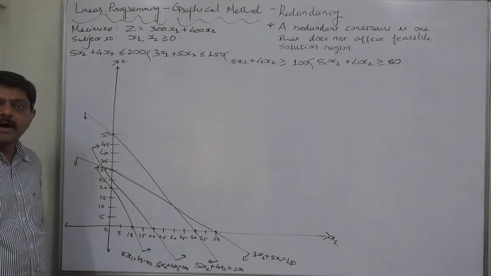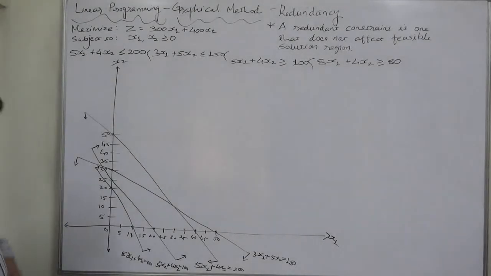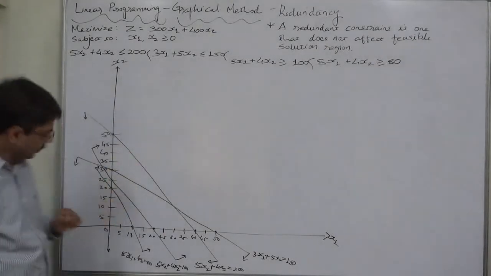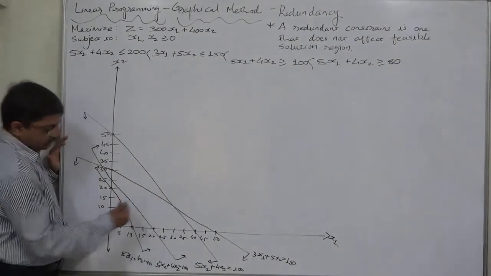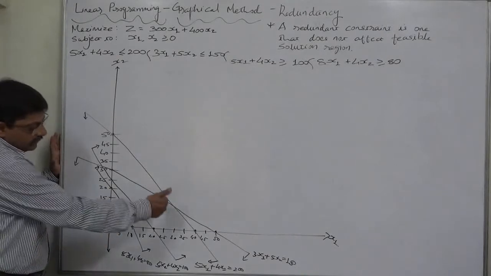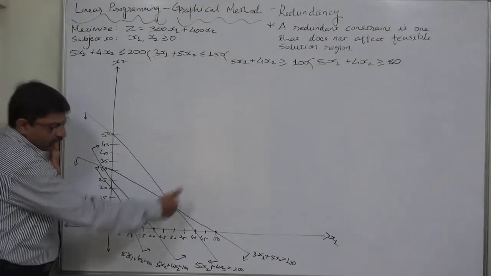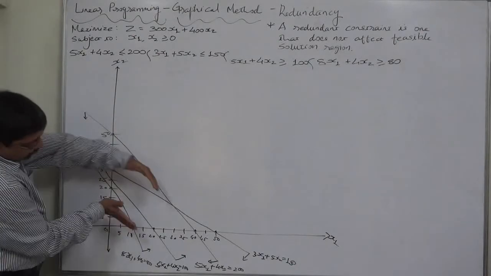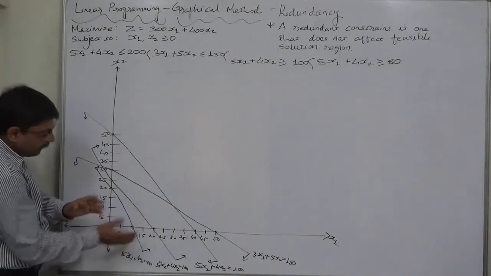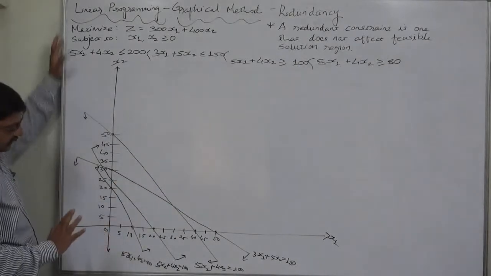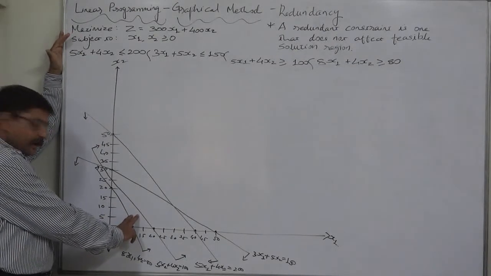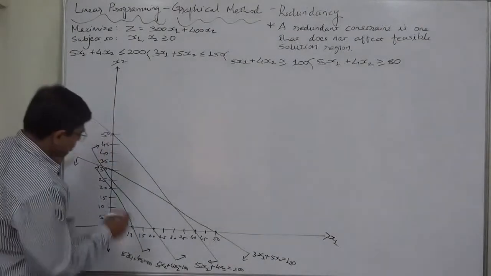Those of you who are alert can understand that any one of these two will ultimately be the redundant constraint, because the shaded region of both these constraints goes opposite to 0, and the shaded region of both these constraints is towards 0. So somewhere here is the common region. If this is the common region, any one of these two should be there, and we are going to select.